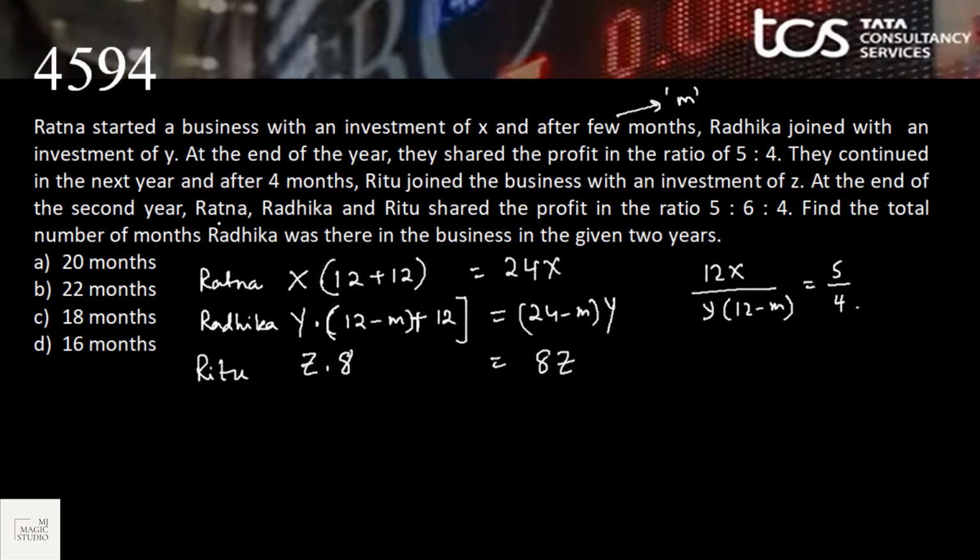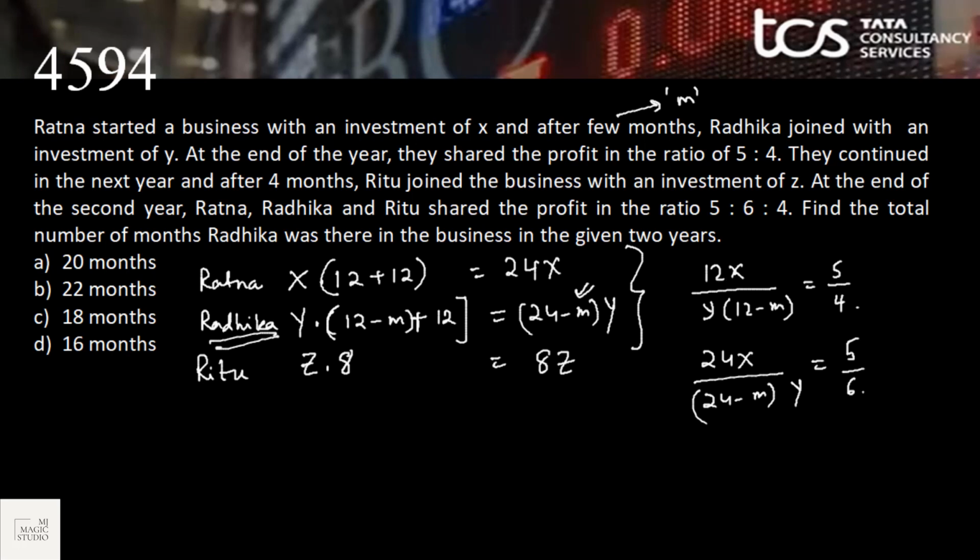At the end of the second year, Ratna, Radhika and Ritu share the profit in the ratio 5:6:4. So here also we can get one equation. 24x upon 24 minus M into Y is equal to 5/6. Find the number of months Radhika was there in the business. We need the value of M first. Once M is there, answer is 24 minus M.